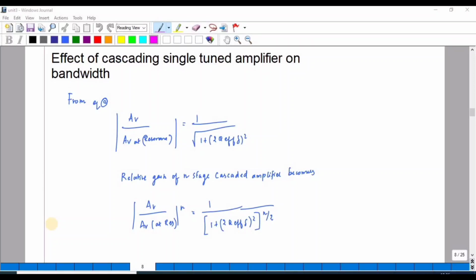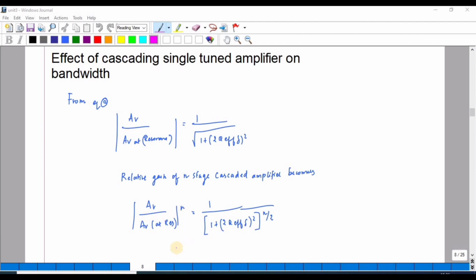In this video, we are going to discuss the effect of cascading a single-tuned amplifier on bandwidth. In order to obtain a high overall gain, several individual stages of this single-tuned amplifier should be cascaded. Therefore, the overall gain is a product of the voltage gain of the individual stages. So consider n stages of single tuned direct coupled amplifiers connected in cascade.